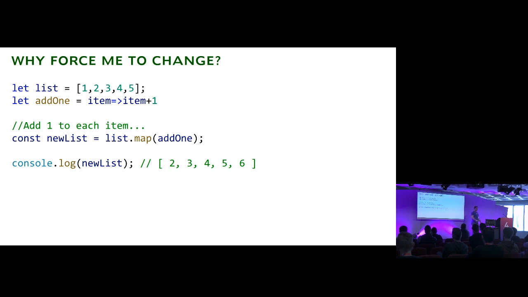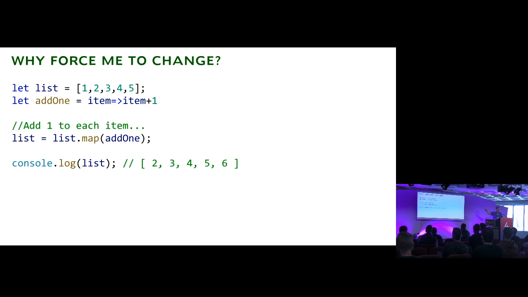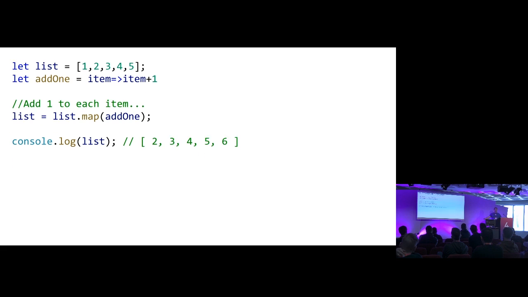What if I want to change list, though? Can I do that? Yeah, I just say list equals. This is like not rockstar stuff, right? So overall, this code is significantly easier than it was before. Is map the only option? Dude, why immutability?